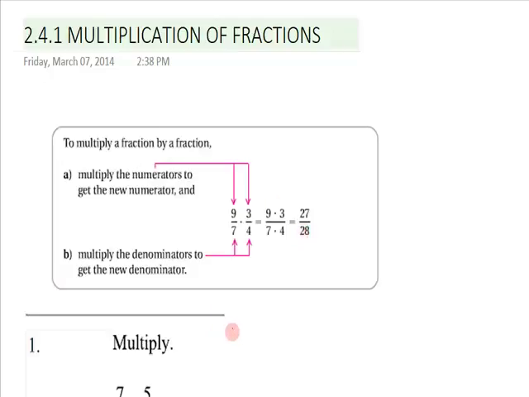In this particular lesson, we will not end up having to simplify or reduce our answers. So we're just going to focus on multiplication. Let's look at our first one.